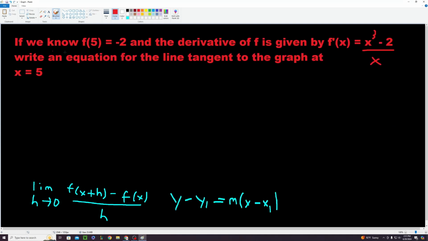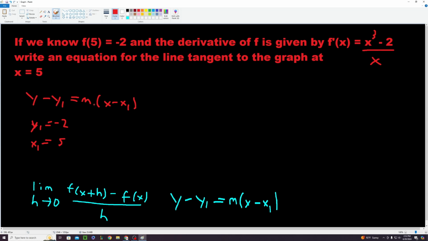Okay, this is a practice problem. It's pretty normal. If we know f of 5 equals negative 2, and the derivative of f is given by f prime of x equals (x cubed minus 2) all over x, write an equation for the line tangent to the graph at x equals 5. So since it's a tangent line, we're going to be working with the formula y minus y1 equals m times (x minus x1). So we know f of 5 is negative 2. So we have our y1 and x1. y1 equals negative 2, and x1 equals 5.